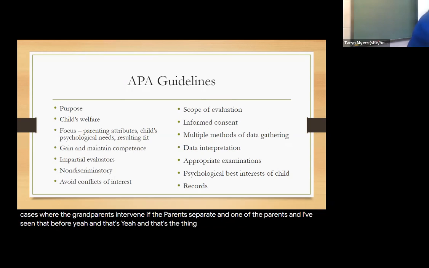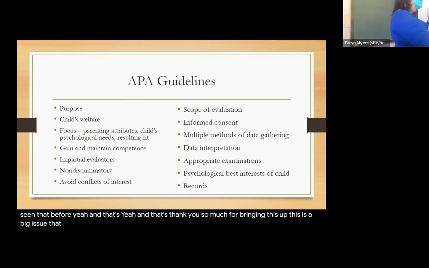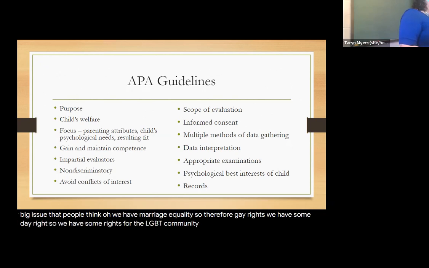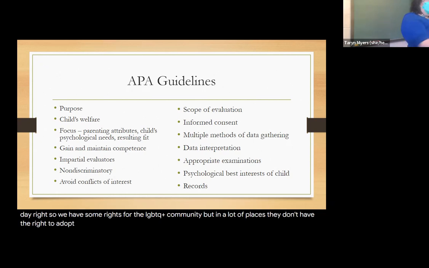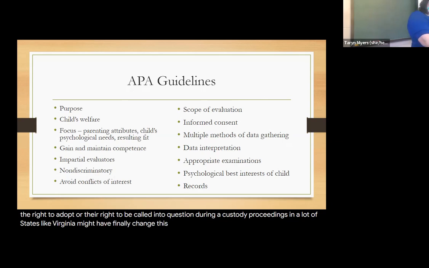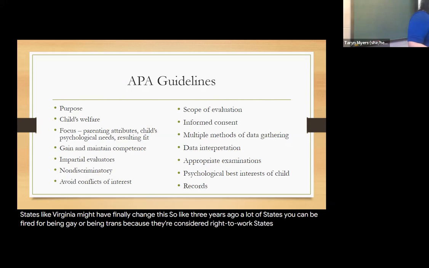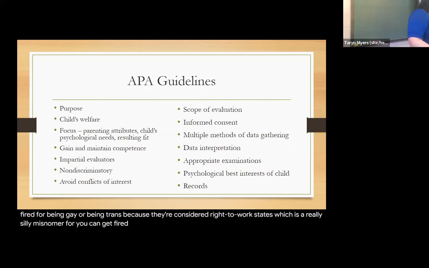Yeah, and thank you so much for bringing this up. This is a big issue. People think, oh, we have marriage equality, so therefore gay rights. We have some rights for the LGBTQ plus community, but in a lot of places, they don't have the right to adopt. Or their rights can be called into question during custody proceedings. In a lot of states, I think Virginia might have finally changed this a couple of years ago, but it was true in Virginia at least 3 years ago, you can be fired for being gay or being trans. Because they're considered right to work states, which is a really silly misnomer for you can get fired at any time for any reason.